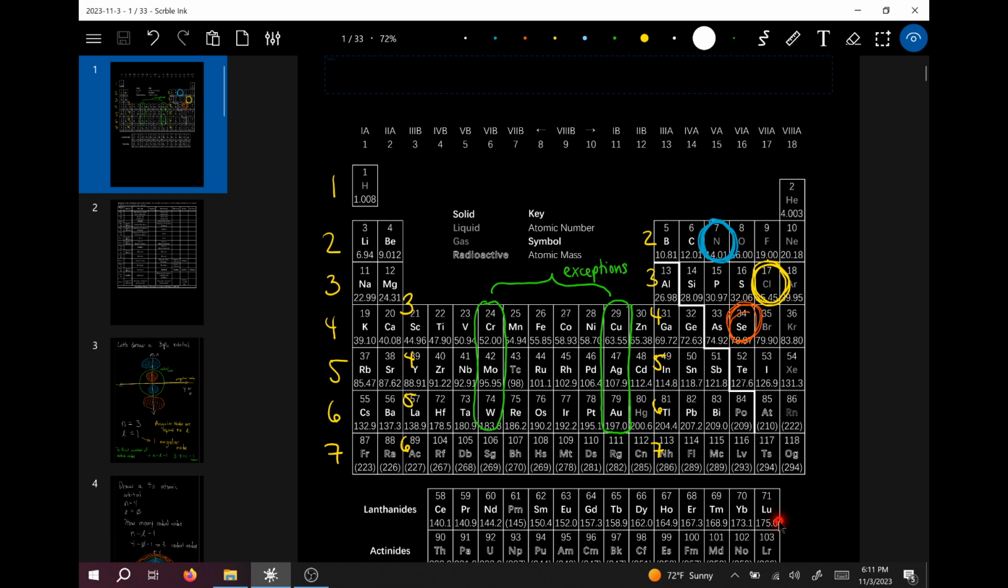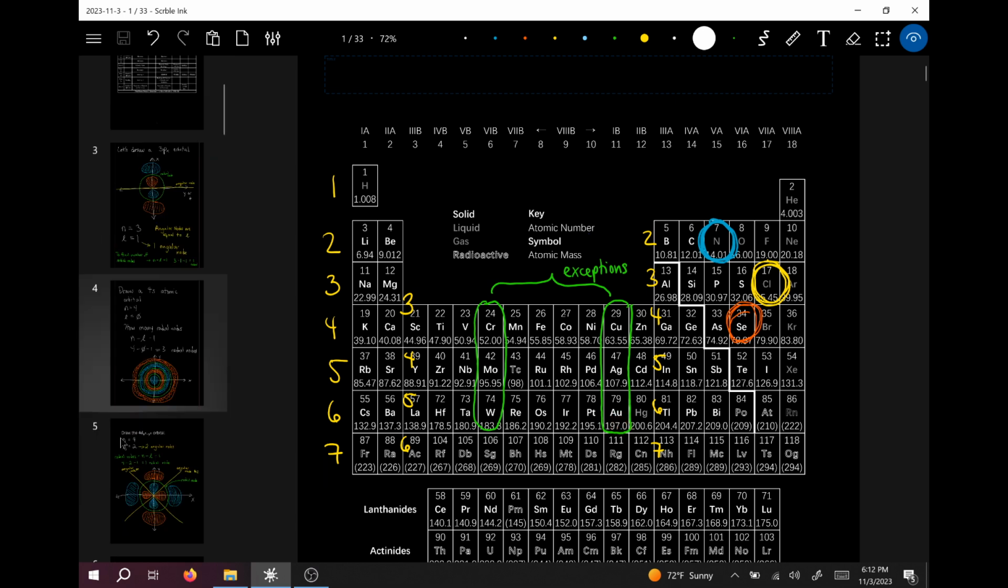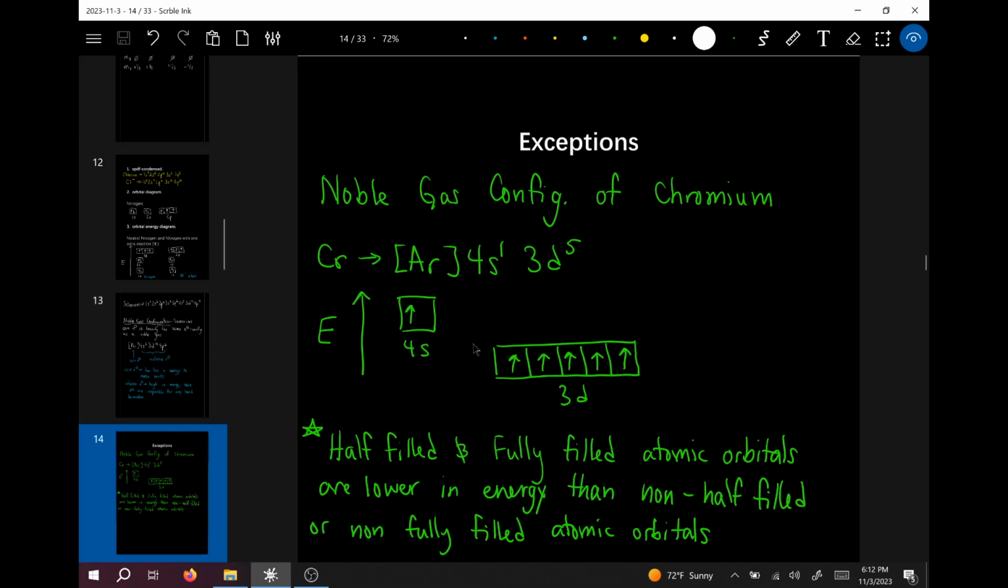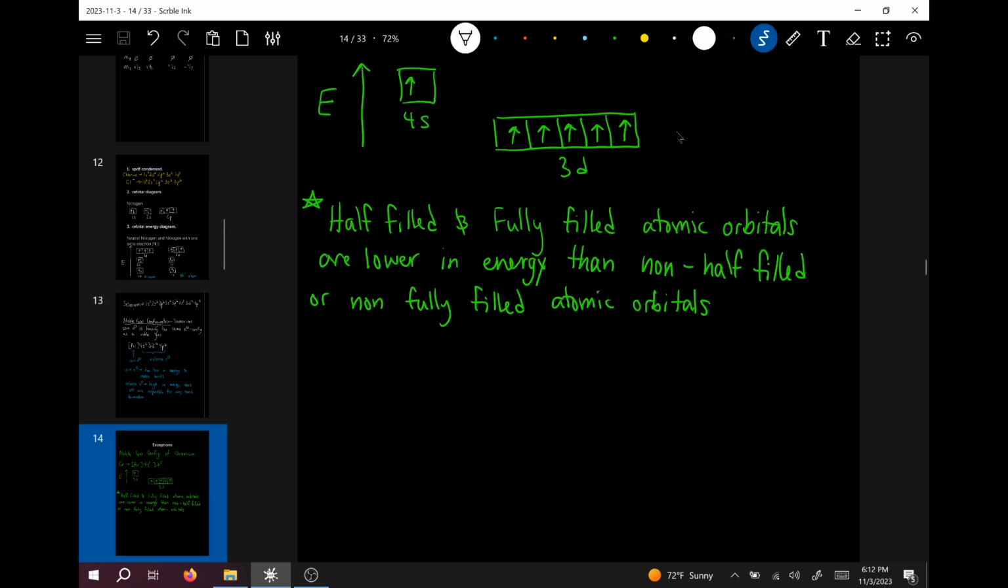So my electron configuration is xenon, 6s2, 4f14, 5d9. That's what we would expect, though. This is an exception. So let's write down what we expect really quick. I have about 60 seconds here. It should be more than enough time. So gold is xenon, 6s2, 4f14, 5d9. This is what we expect.